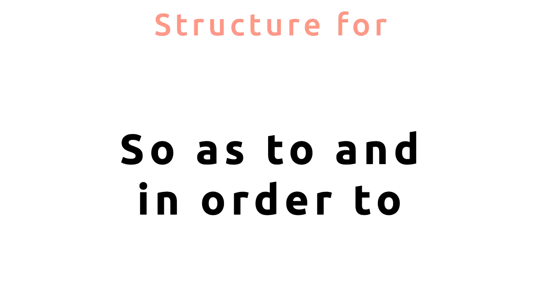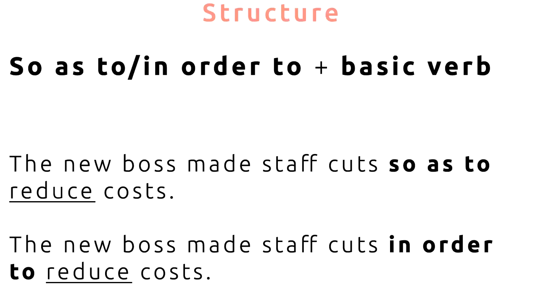Structure for so as to and in order to. There's both a positive form and a negative form for so as to and in order to. Let's have a look at the structure for the positive first. We use so as to or in order to with a basic verb. Look at the examples below.